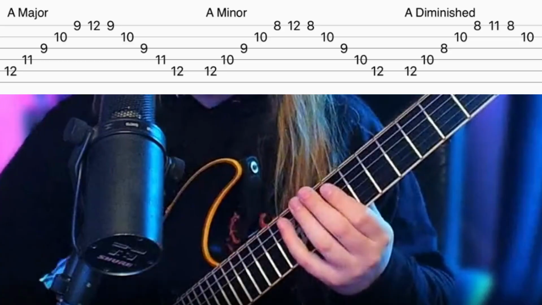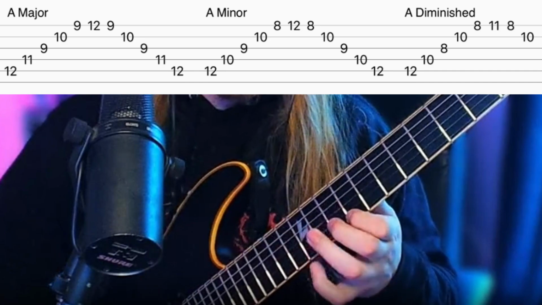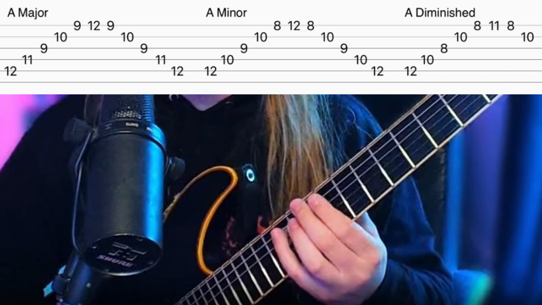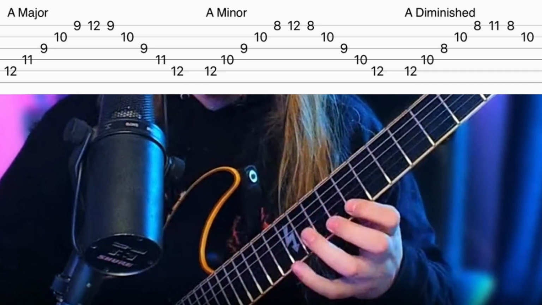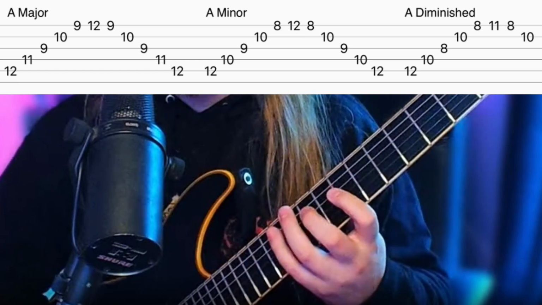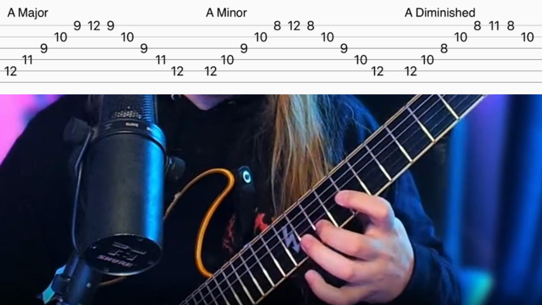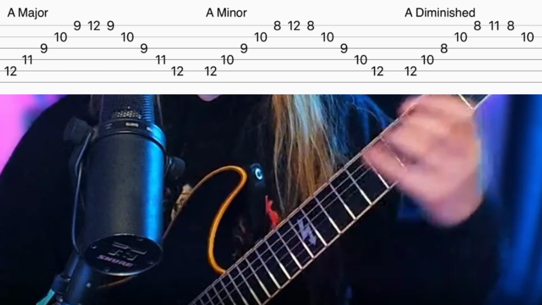So we have major. Lovely. We have minor. Glorious. And we have diminished. So these are swept arpeggios. You don't need to worry about the sweeping. If you do need to worry about the sweeping, look at the sweep picking roadmap. But this is more like theoretical knowledge and how to basically sound bloody cool.